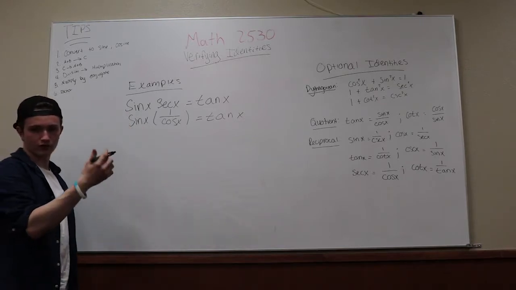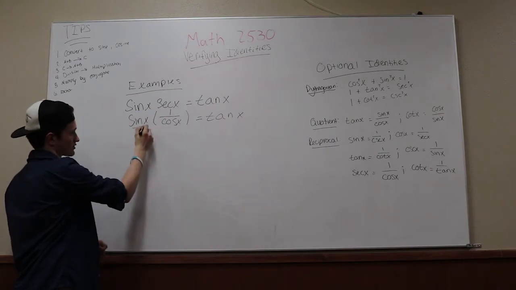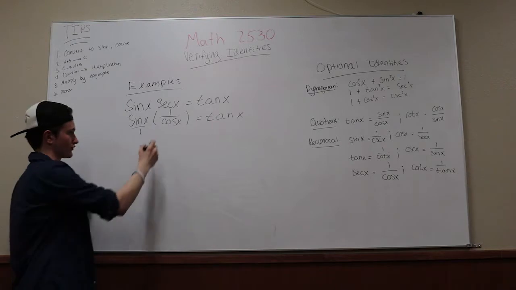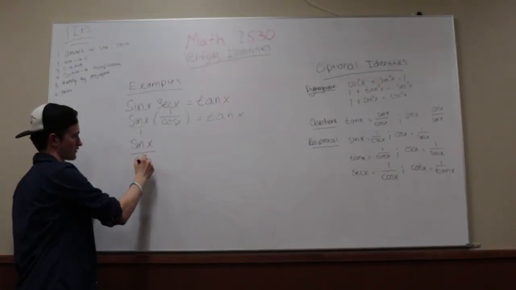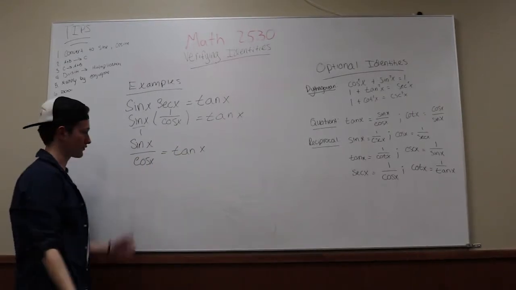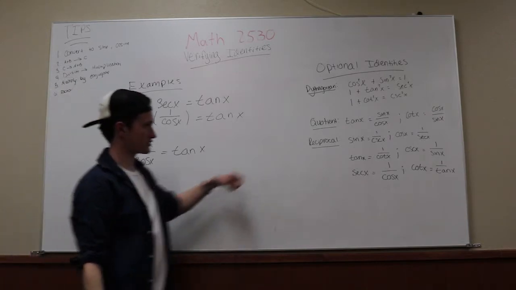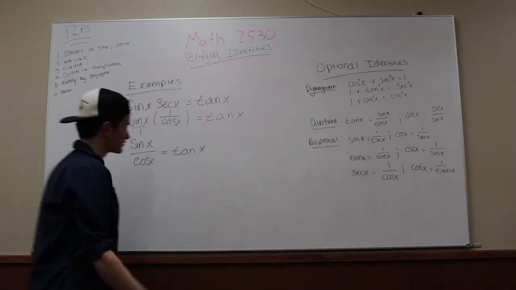So from there, we're just going to combine the tops and bottoms, because technically this is over 1. And so we're just going to use a common multiplication rule, and we're going to get sine of x over cosine of x equals tan of x. And from here we can see that sine over cosine is one of our identities. It's a quotient identity, and that equals tangent of x.